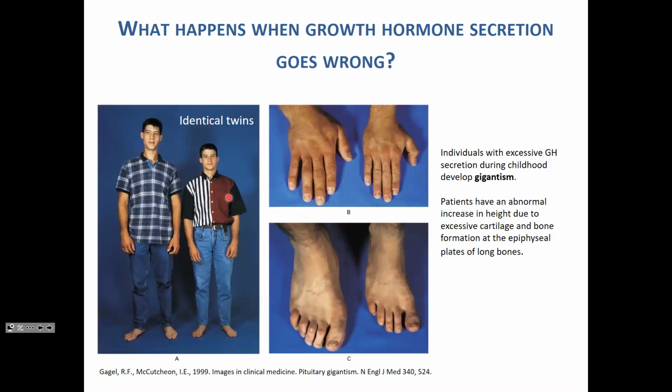If you have excess growth hormone secretion during childhood, we develop a disease called gigantism. In this picture, here's a normal individual, and here's his sibling, who has excess growth hormone secretion. Since the epiphyseal plates of the long bones are not sealed, you have much longer arms and longer feet, a proliferation of the long bones. You have bigger hands and bigger feet.